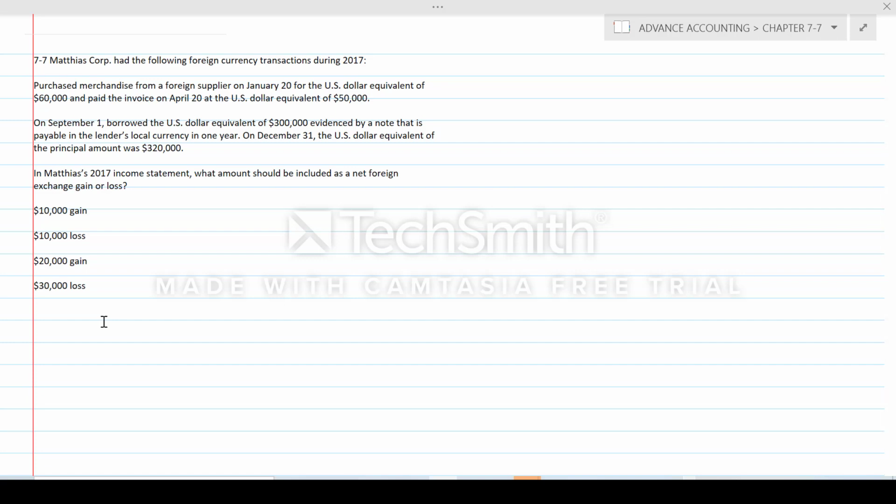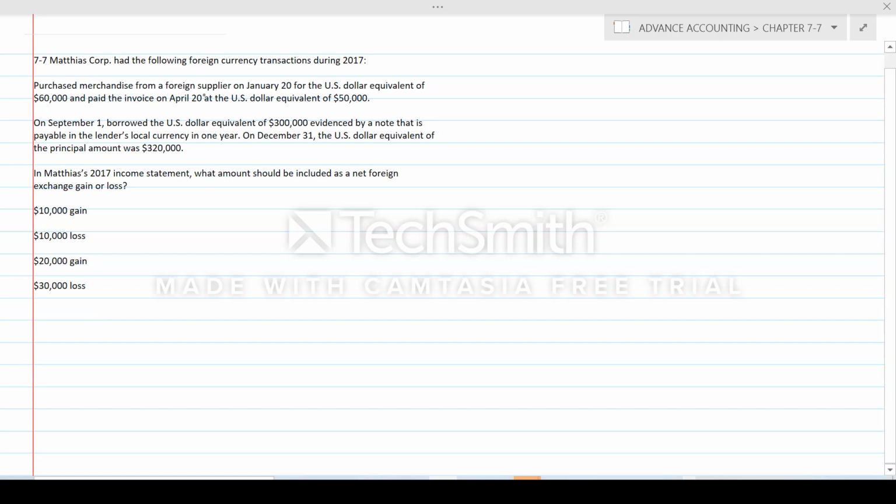Matthias Corporation had the following foreign currency transactions during 2017. They purchased merchandise from a foreign supplier on January 20th for the US dollar equivalent of $60,000 and paid the invoice on April 20th at the US dollar equivalent of $50,000. On September 1st, they borrowed the US dollar equivalent of $300,000, evidenced by a note that is payable in the lender's local currency in 1 year. On December 31st, the US dollar equivalent of the principal was paid for $320,000. In Matthias's 2017 income statement, what amount should be included as a net foreign exchange gain or loss?